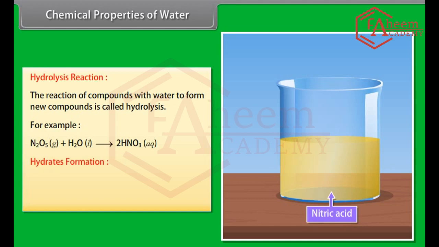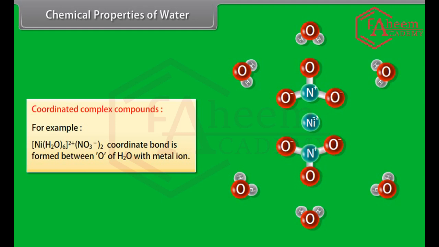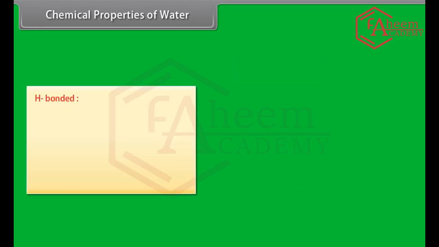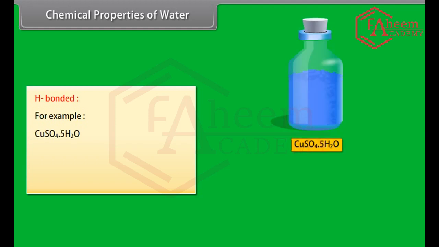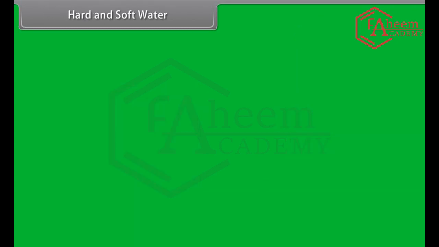Hydrates formation. Water forms hydrates with metal salts. There are 3 main types. Coordinated complex compounds, for example, nickel(II) nitrate hexahydrate. A coordinate bond is formed between O of H2O and the metal ion. H bonded, for example, copper sulfate pentahydrate. Interstitial hydrates. Water is present in some compounds as interstitial water, for example, BaCl2.